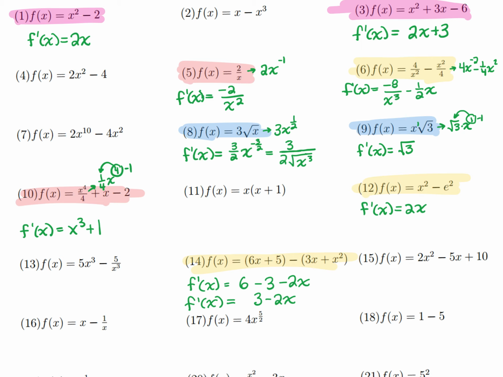And then finally here, there's a couple ways you could have done this. You could have started by subtracting everything here and then finding the derivative. I just found the derivative of each thing and then did the subtraction. So either way, you should be able to get 3 minus 2x.